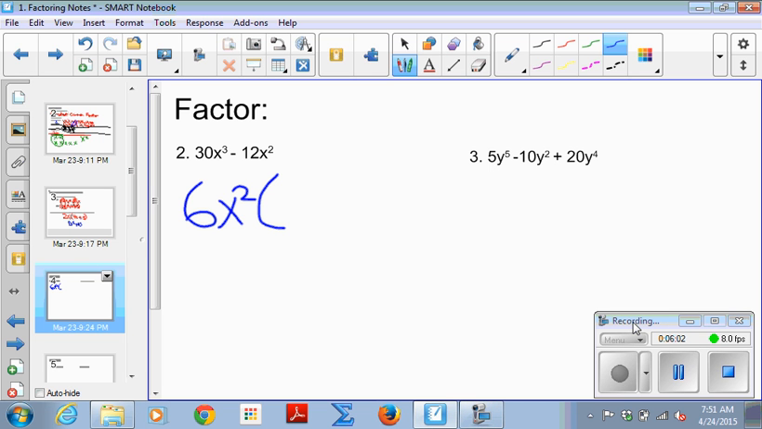If I take 6x squared away from 30x cubed, I'm left with 5x. And 6x squared out of 12x squared, I'm left with 2. There's our solution. If you want to go back and check it, feel free. Multiply the 6x squared through, and you'll get where we started off.